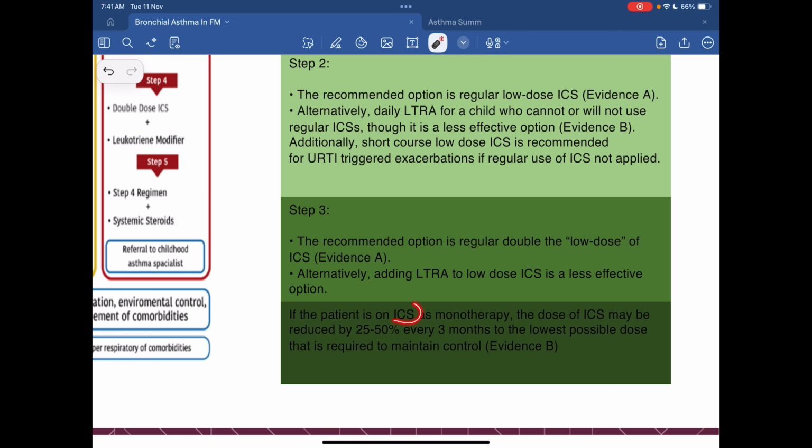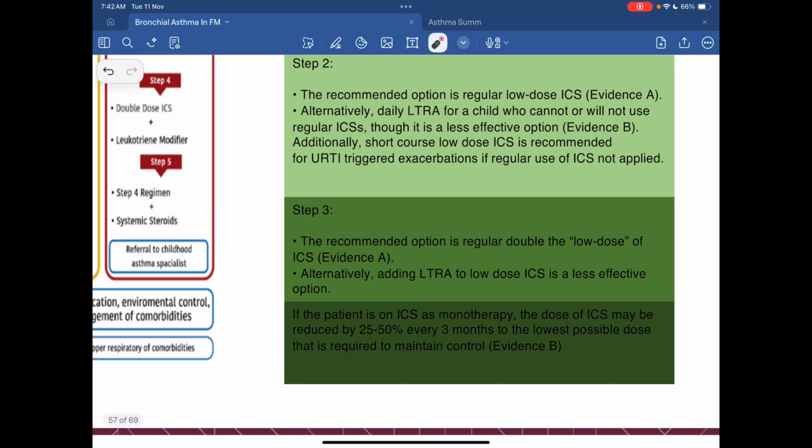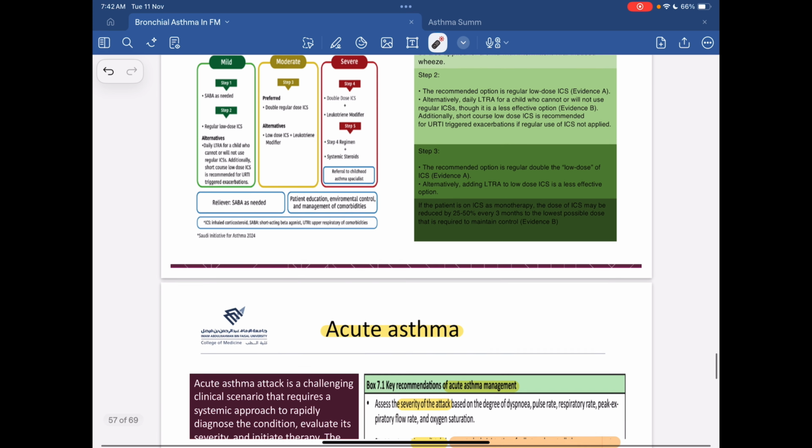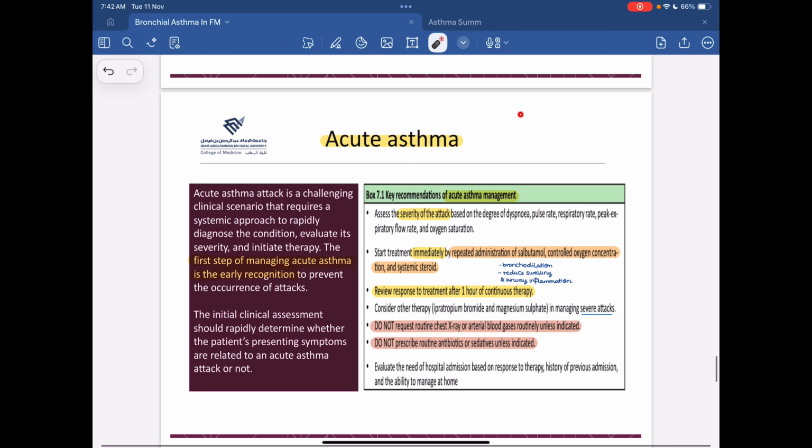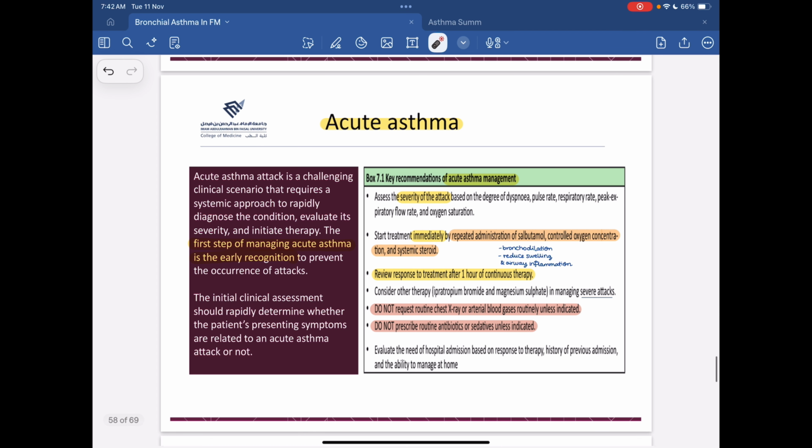If the patient is on ICS as monotherapy, the dose of ICS may be reduced by 25 to 50% every 3 months to the lowest possible dose that is required to maintain control. نفس الchildren. Okay. Now عندنا الأكيوت أزمة، بخليه إن شاء الله في فيديو ثاني عشان يكون أسرع ولسه شوية يبغاله.